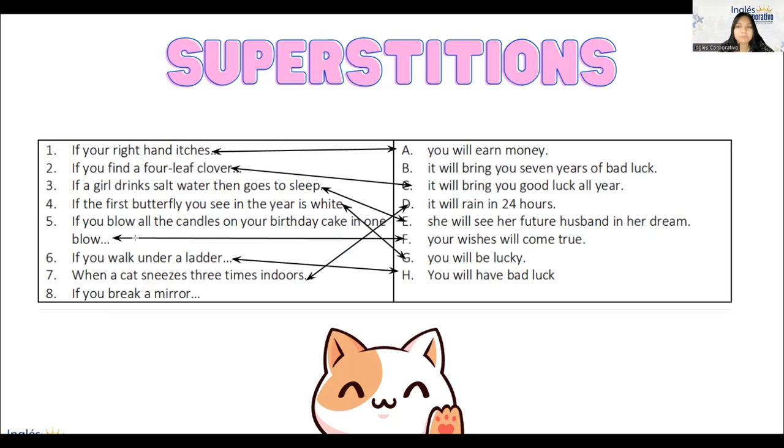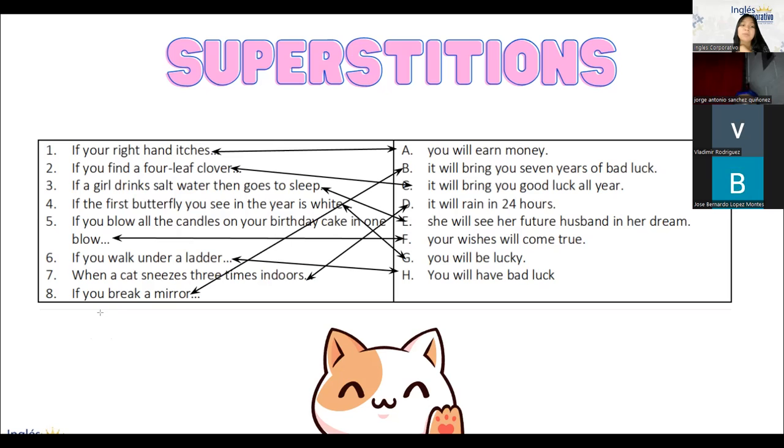Okay. And number eight, if you break a mirror, it will bring you 7 years of bad luck. Yes, that is correct. Do you know, guys, the story of this? Why people believe that if you break a mirror, it will bring you 7 years of bad luck? Do you know the story? Not really, miss. No?